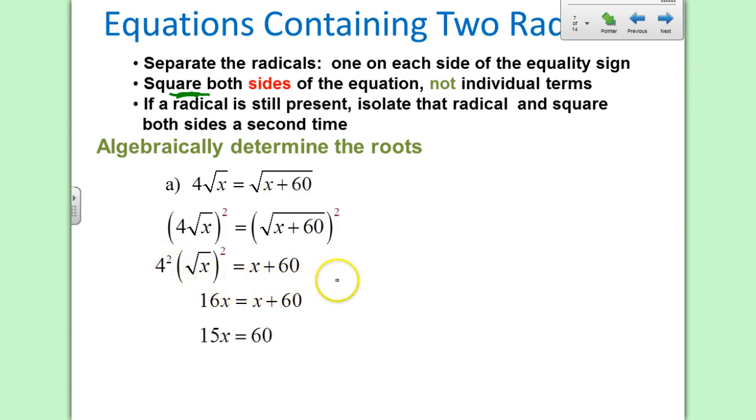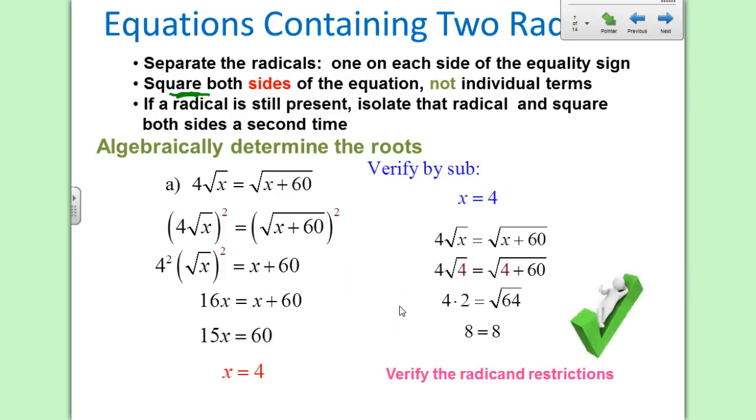I solve it. 15x equals 60, x equals 4. And you might be happy with that answer, but does it actually work? Let's see. I verify by substitution. I get x equals 4. But you know what? You need to be careful. Does it actually satisfy the restriction on the radicand?